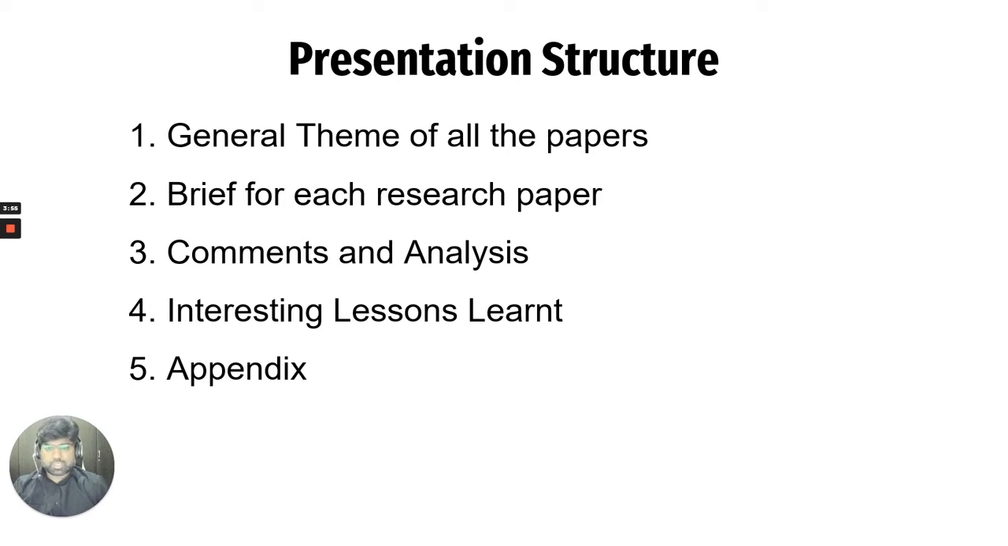Now, we have organized our presentation structure into 5 main sections. That is the general theme of all papers, a brief for each research paper, comment analysis, interesting lessons learned, and the appendix. The appendix is the last section, and it includes references, a glossary that states the acronyms and their abbreviations, followed by the research paper quality, and then before concluding, we will display the analysis metrics that we developed in order to perform the integrated analysis and make the connection among all the research papers.